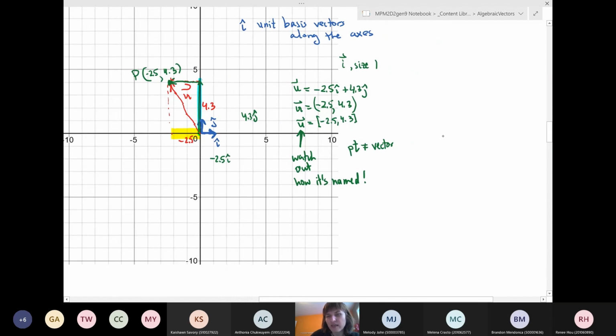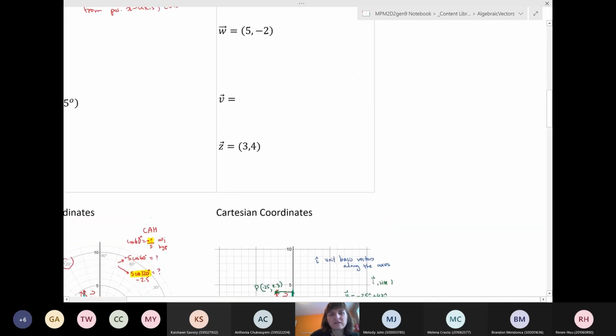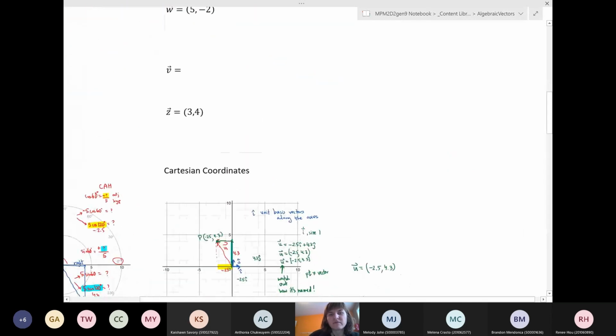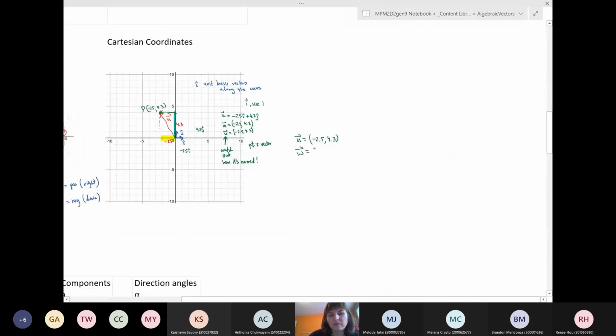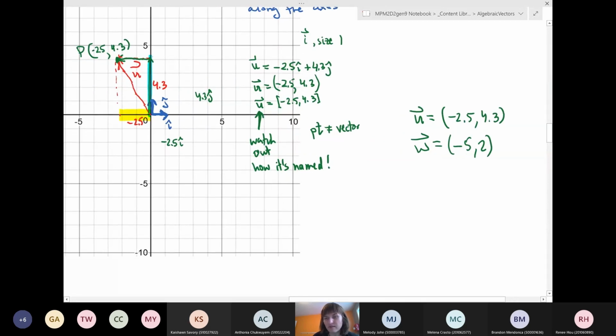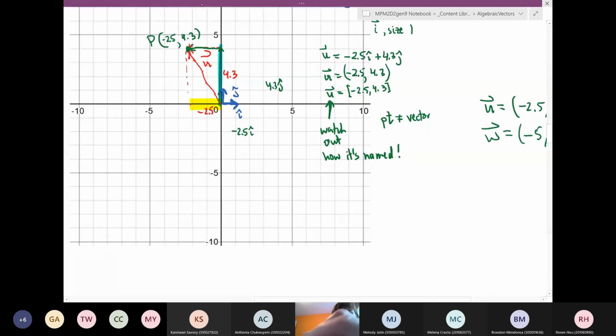So if I asked you to take the vector u that we already have, which is negative 2.5, comma 4.3, and then let's do some other vector. Do I have another one up there? Oh, I do have w. Let's do this one. So w, negative 5, 2. So when you see the notation of negative 5, comma 2, you're going to pretend it's a point first. You're going to plot the points. So let's do that one in a different color.